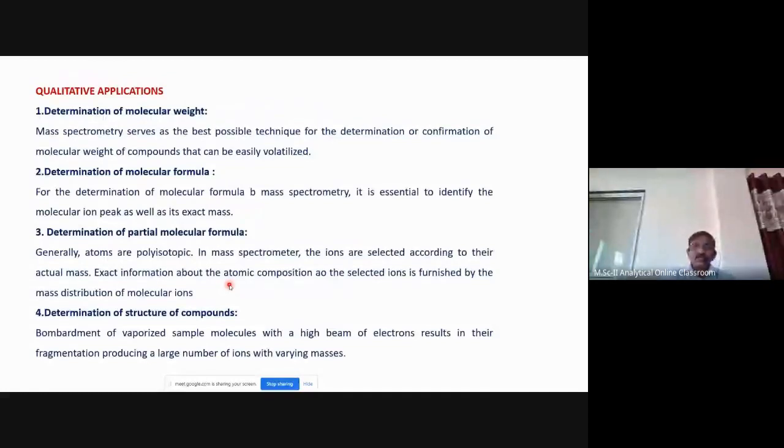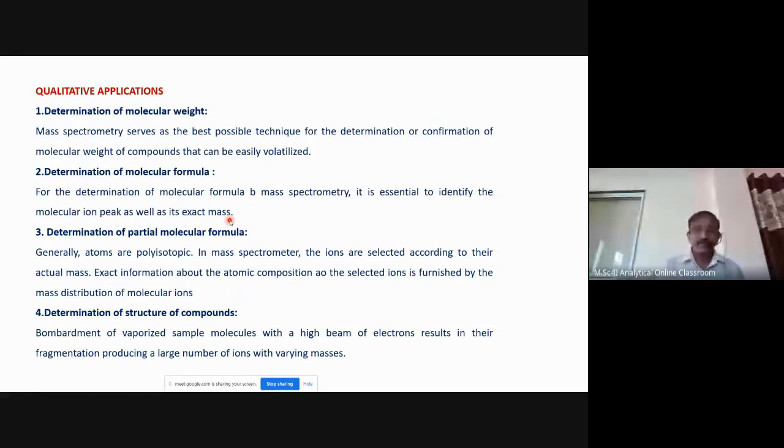Then it is useful for qualitative analysis, that is, to determine the molecular weight, which we have already observed. It is the best technique to determine or confirm the molecular weight of a compound that can be easily volatilized. Then it also finds the molecular formula. For that, it is essential to identify the molecular ion peak as well as the exact mass. On that peak, the molecular formula as well as the weight of that compound is displayed in the spectrum, and there is a 4-digit number with it. Suppose the molecular weight is 74. Then it is not exactly 74; it gives 74.00 or 12, whatever the number is. So a 4-digit number is given, and that's why the accuracy is very high in this case.